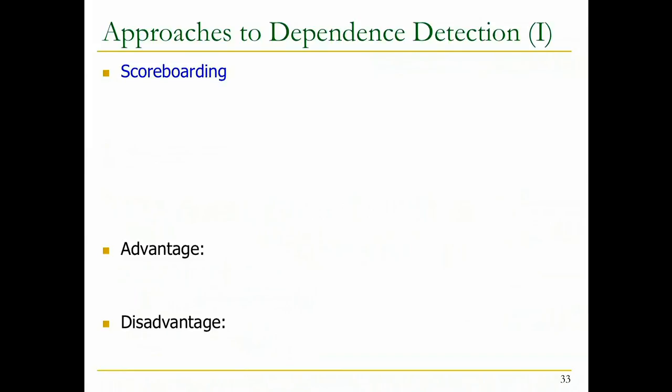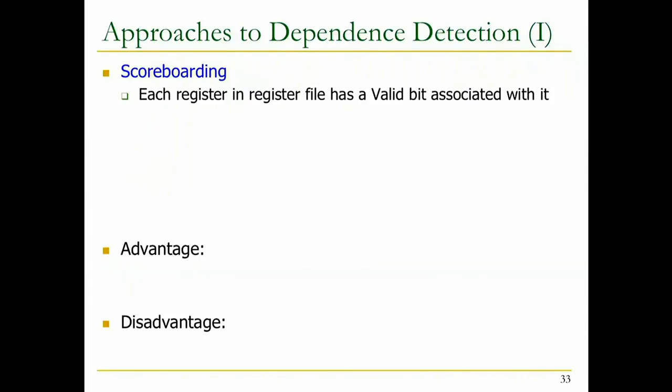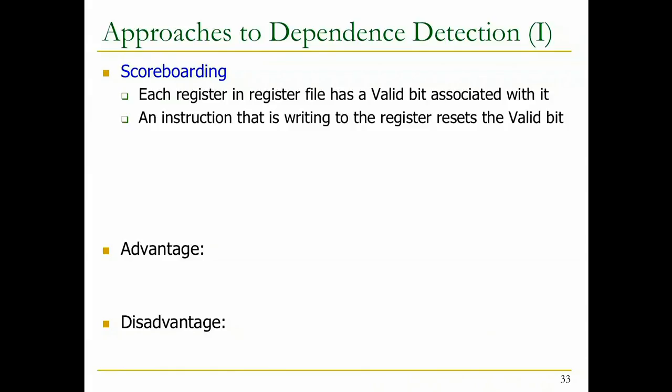Okay, so how do you detect the dependencies? We'll go through this relatively quickly. You can think of many ways, but one way that's been used is scoreboarding. Conceptually, it's very nice. Basically, each register in the register file has a valid bit associated with it. An instruction that's writing to the register resets the valid bit when you decode it.